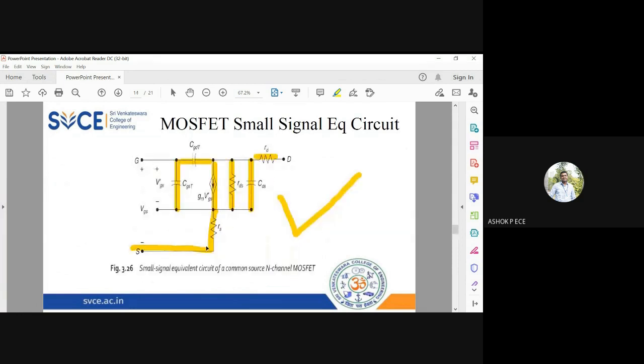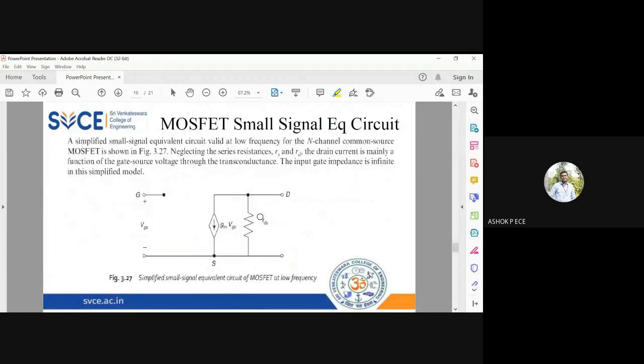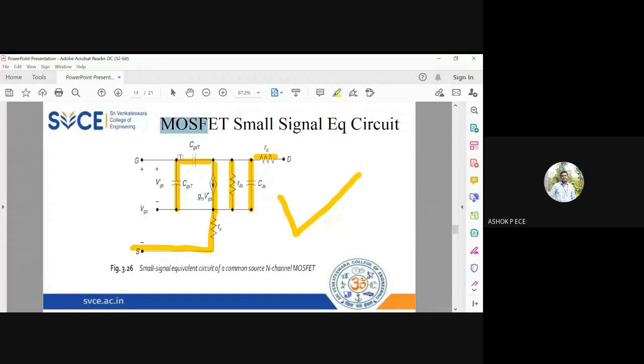You have RS and RD, and on the output side you have RDS and CDS. RDS is the drain source resistance, and CDS is the capacitance between the drain and the source. And if you want to apply a low frequency approximation to this circuit, what all will go? This capacitance will go, this capacitance will go, this capacitance will go.